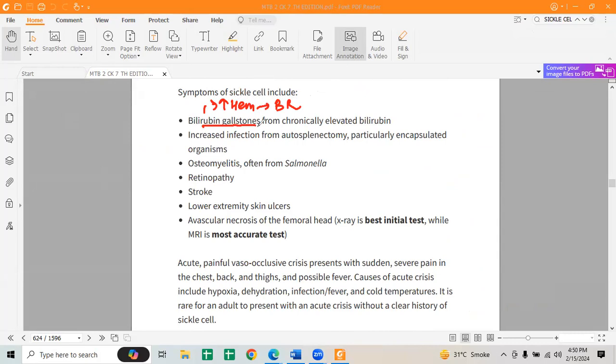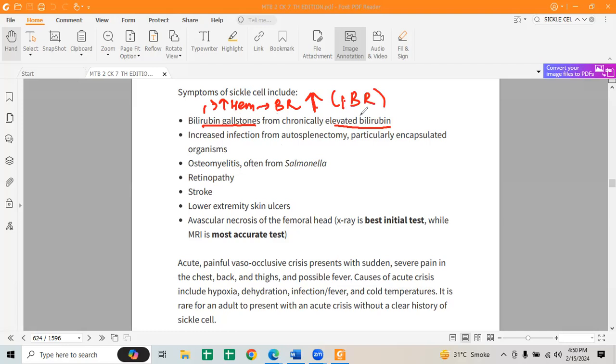Many patients I see in my OPD as a hematologist, when I do sonography, they have a lot of gallstones. Why? Because that means they have a lot of hemolysis, and chronically elevated bilirubin, because the end product of hemoglobin is bilirubin, and that is indirect, unconjugated bilirubin.